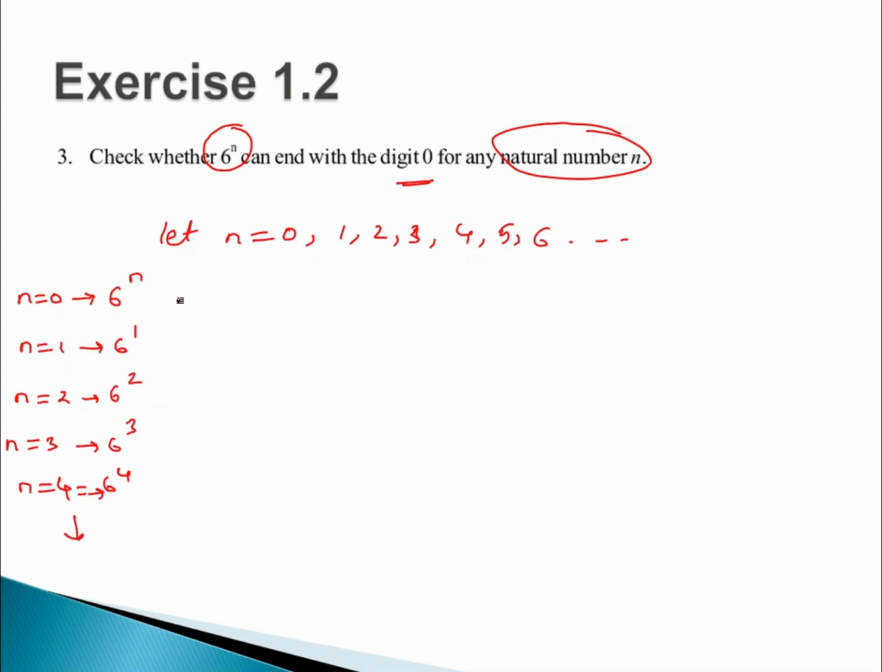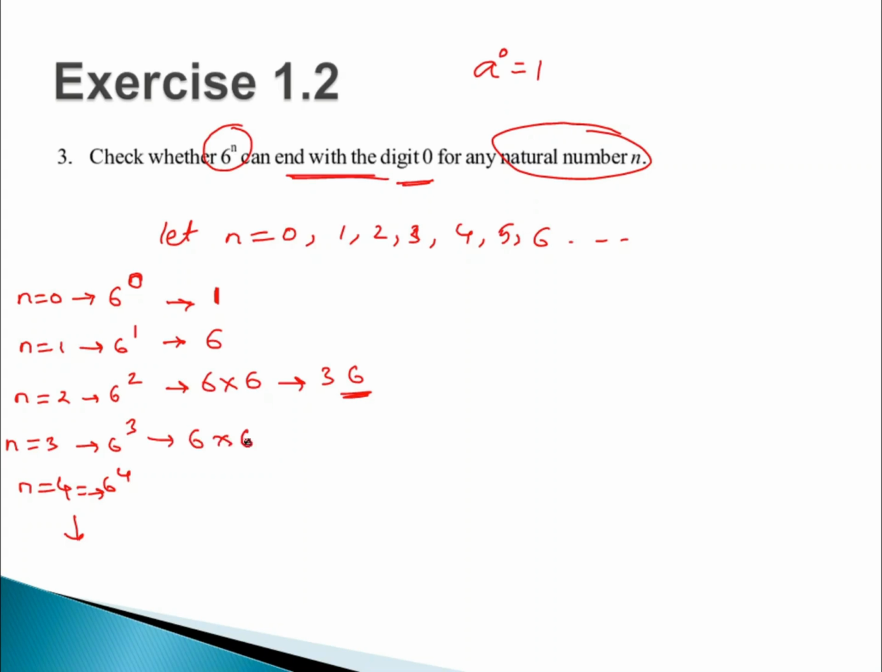Okay. See, when I am substituting 0 here, what would be the resultant here? If you remember indices and surds, this is equal to 1. Now if you look at it, the next answer is 6. The next is 6 into 6. The result is 36. Now you need to look at that ending digit only.